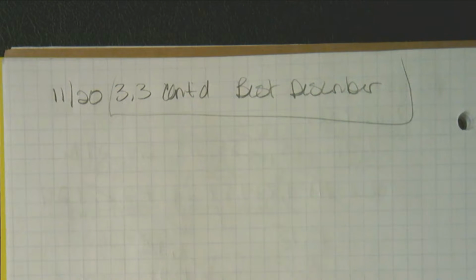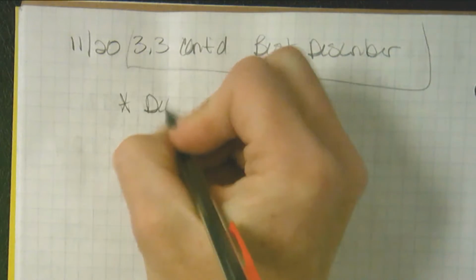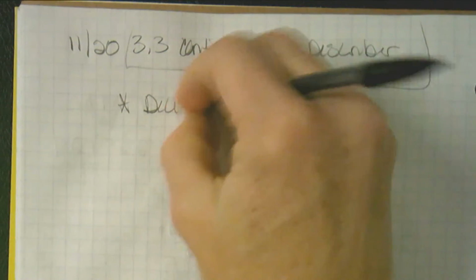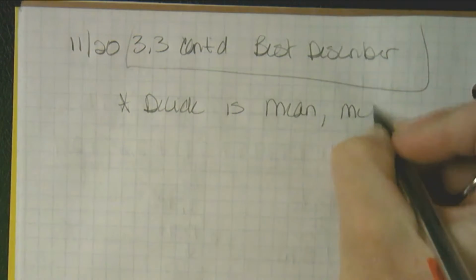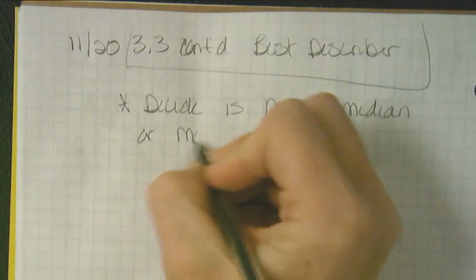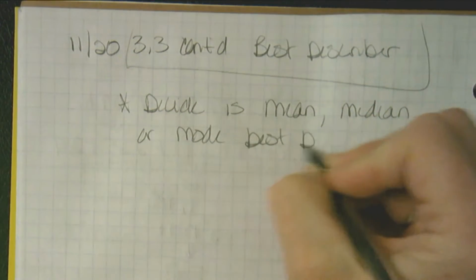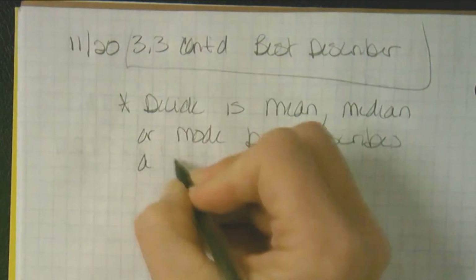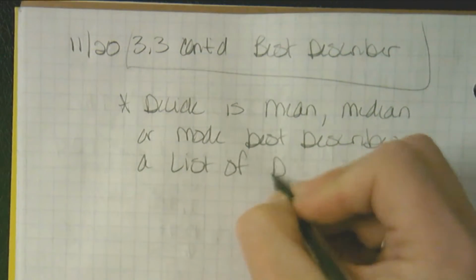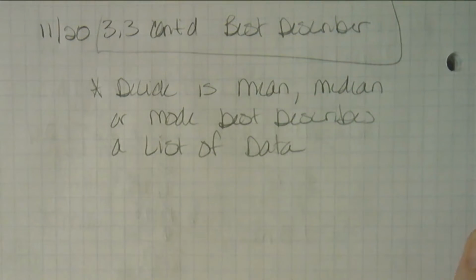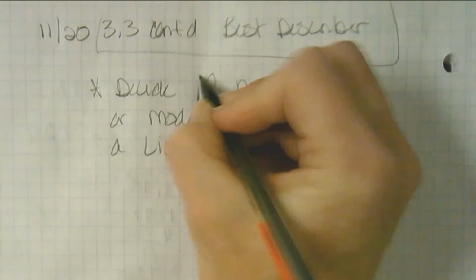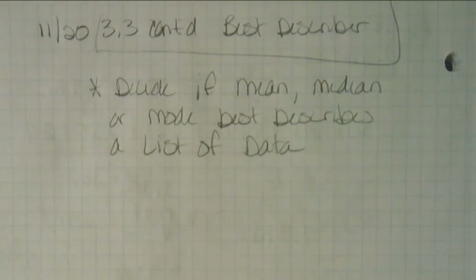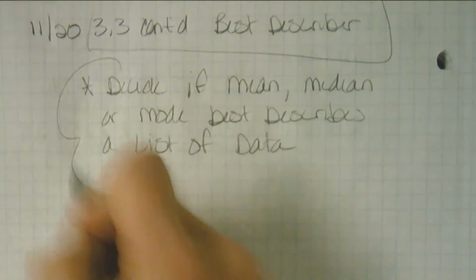All right. What I mean by that is, we want to decide if mean, median, or mode best describes a list of data. So we want to decide if mean, median, or mode best describes a list of data. That's what I want you guys to understand.